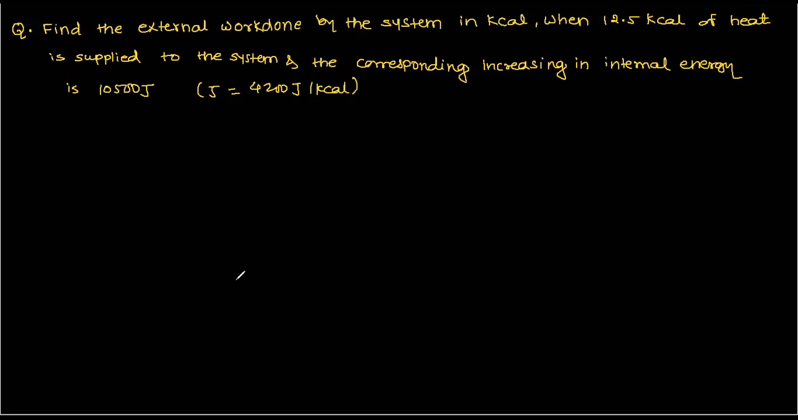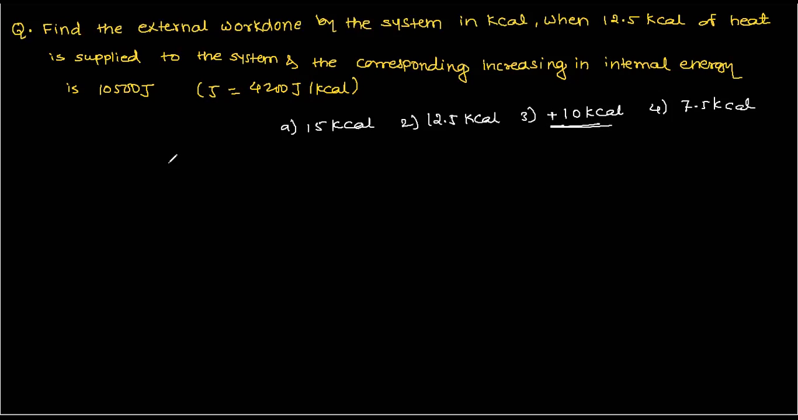This was the question, and in the book the options are: 15 kilocalorie; second, 12.5 kilocalorie; third, minus 10 kilocalorie; and fourth, 7.5 kilocalorie. Yesterday we wrote minus, but actually this option should be plus, so the answer should also come plus. Let's see how it is one more time.